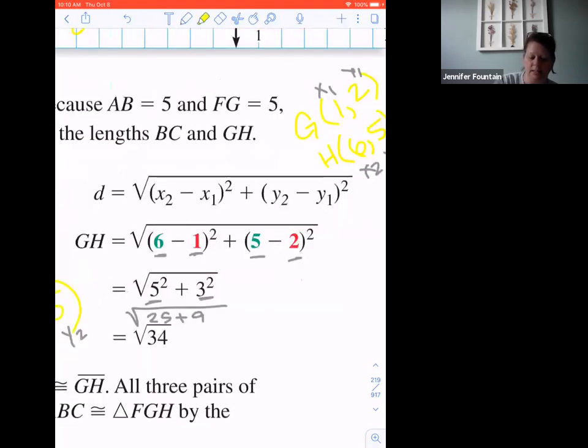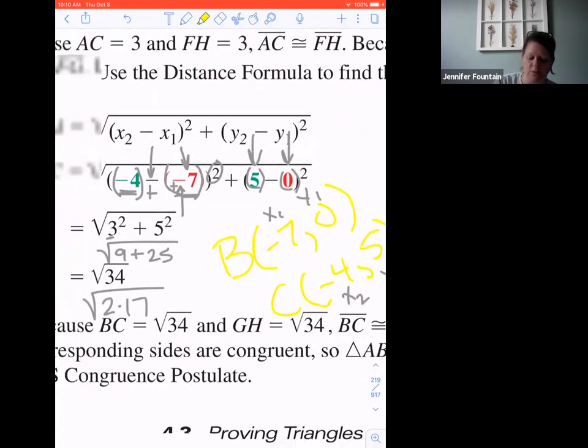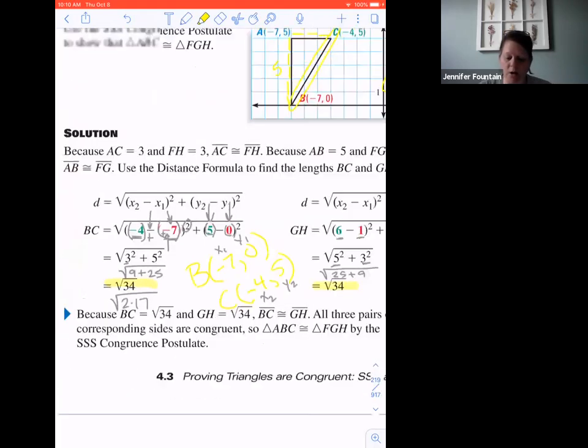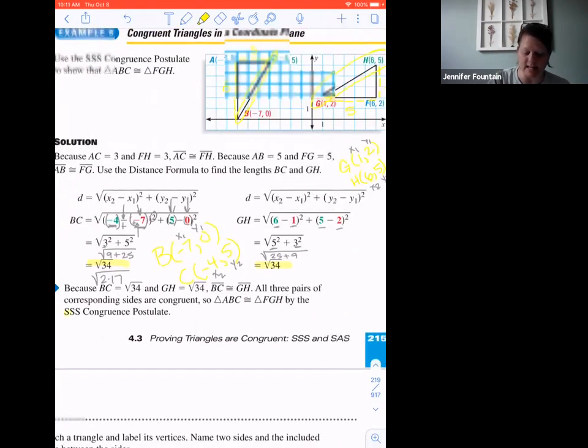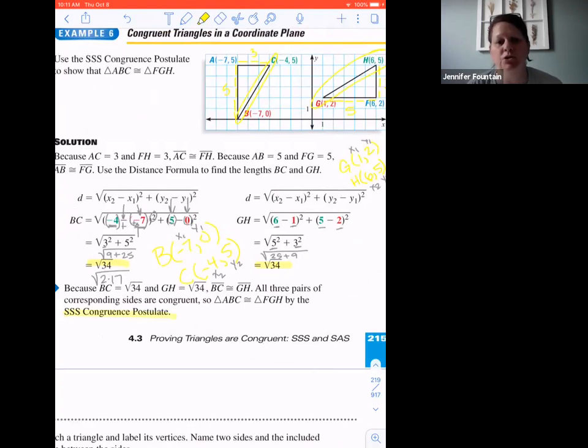So when I look at this, I've got my answer of 34 here, my answer of 34 here. So I know that every side is the same. So by using the side congruence postulate, I'm able to show that those are congruent triangles. Okay? So it takes a little bit of work.